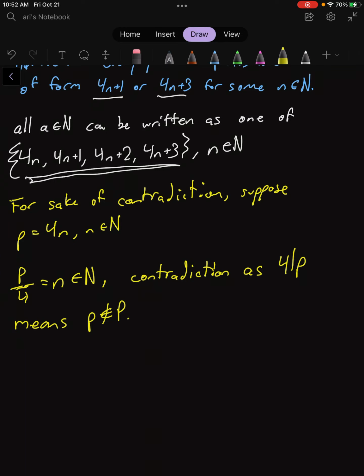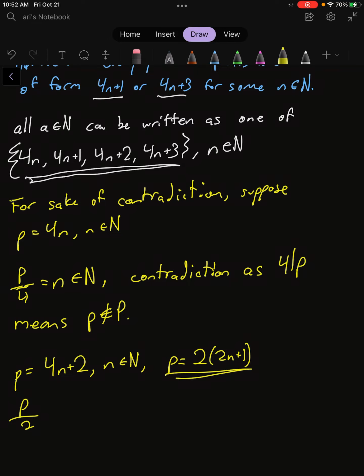And similarly, if we try the case p equals 4n plus 2 for some natural number n, we have p equals 2 times 2n plus 1. We're able to factor out this 2. So p over 2, and you could actually stop right here. You don't have to do this division by 2, but I'm just doing it because I feel like it. p over 2 equals 2n plus 1, which is a natural number, which means p is divisible by 2.